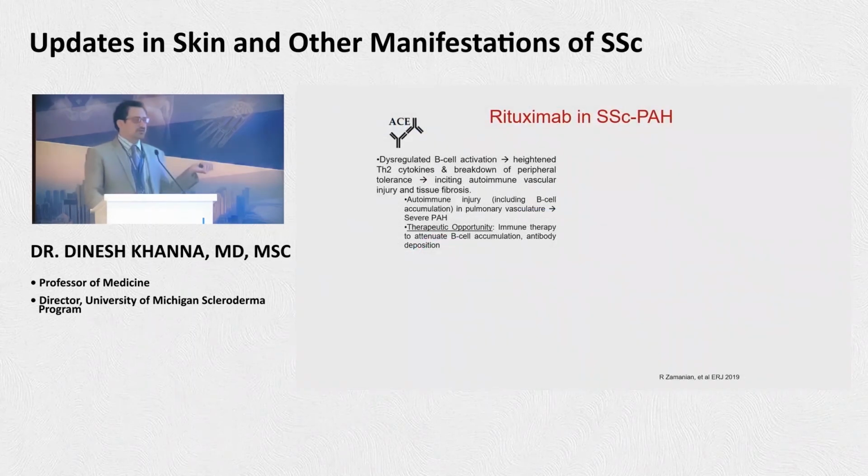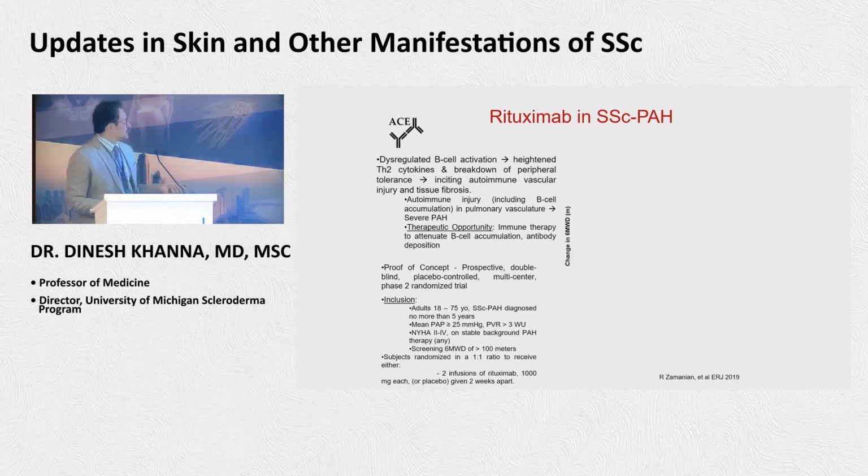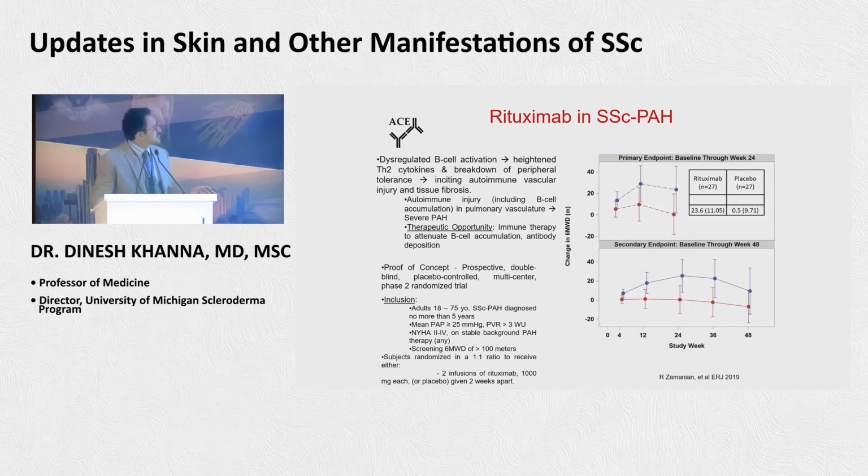I want to show you a trial that the NIH did using rituximab in scleroderma-associated pulmonary arterial hypertension. It was a proof-of-concept double-blind study where rituximab was given to patients who had pulmonary arterial hypertension, 2 doses of rituximab or placebo. And this is the change in the 6-minute walk test, which showed a much higher improvement in rituximab compared to no change in the placebo, and this was statistically significant.